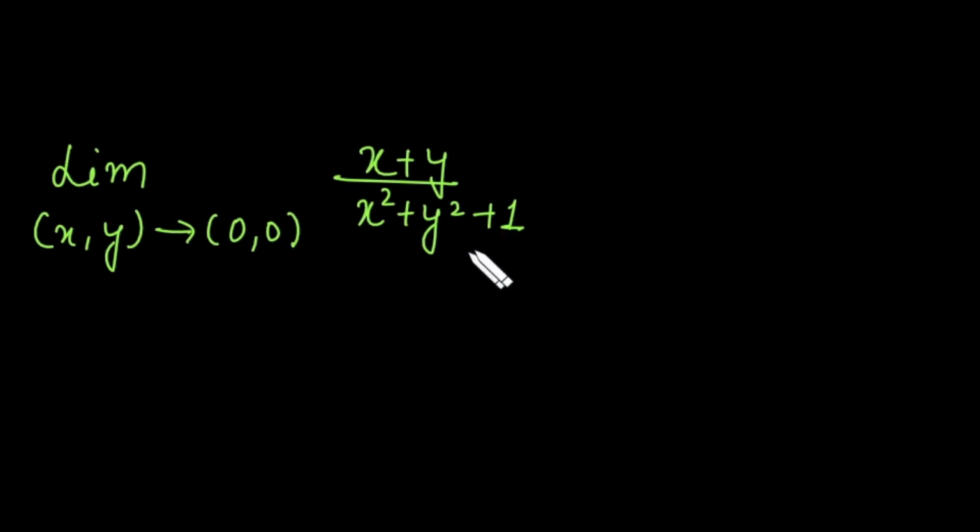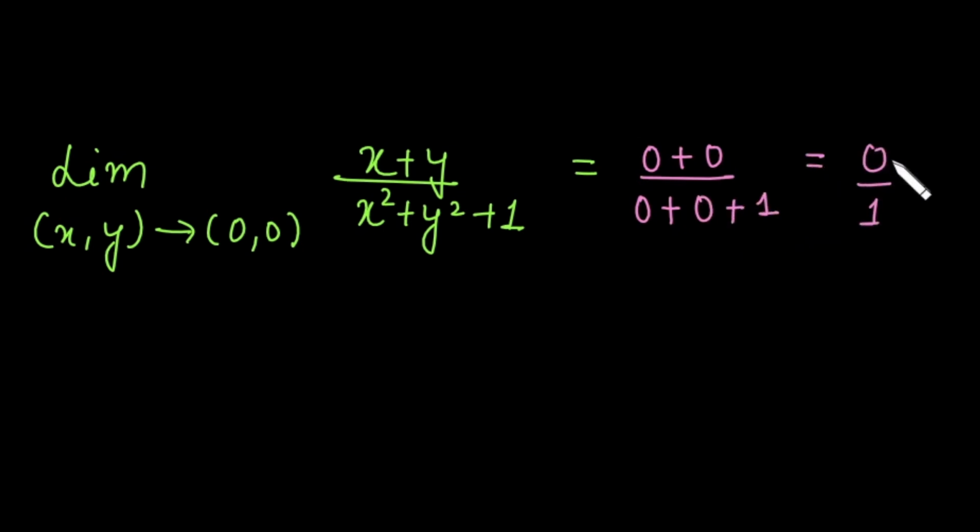Next, we need to find the limit of this function at origin. What we can do in this case, substitute x is equal to 0 and y is equal to 0. What we have? 0 plus 0 divided by 0 square plus 0 square plus 1. That is 0 by 1. 0 by 1 is 0. Now this is a finite and unique value. It means this function is approaching to 0 whenever it is approaching to origin.